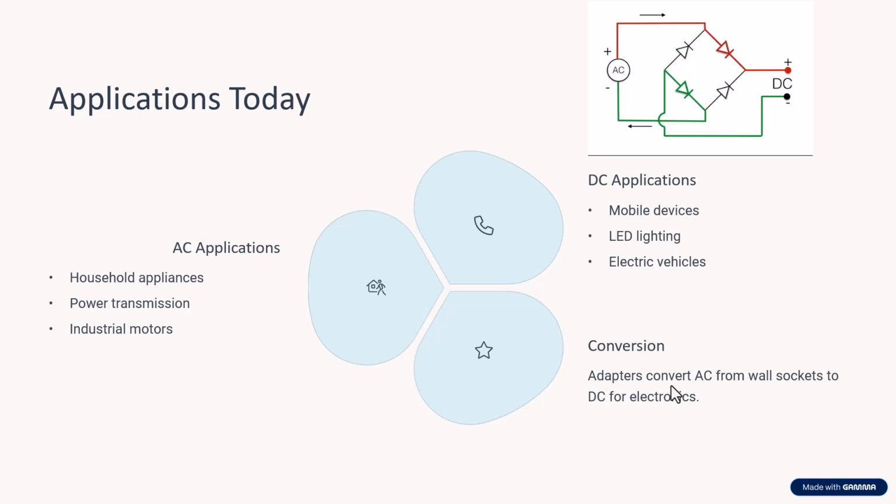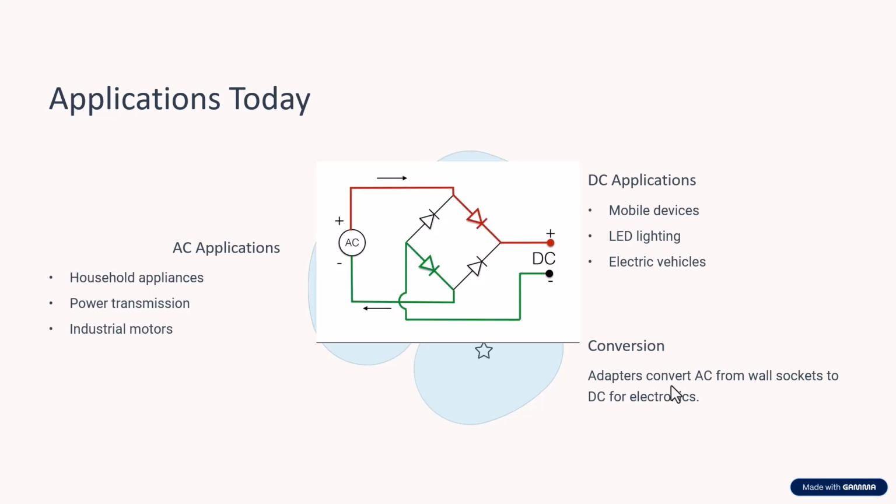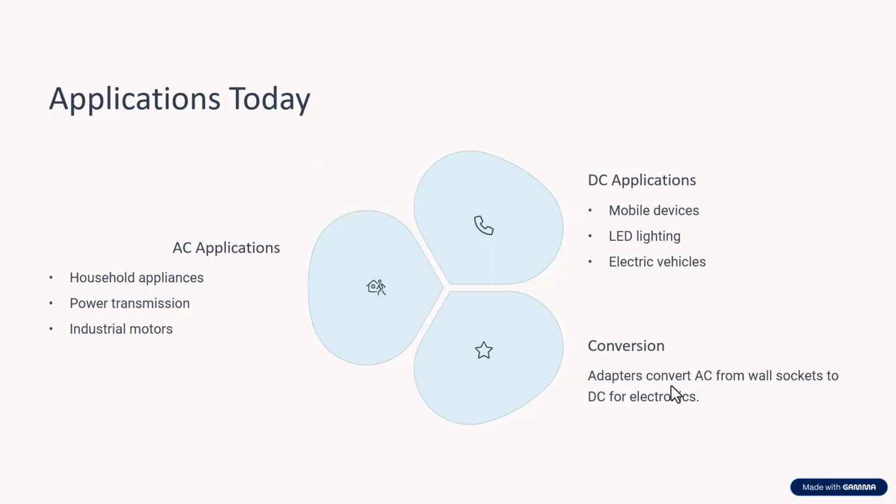Also, if you want to convert DC to AC, you are going to need something called an inverter. An inverter takes the DC current and converts it to an alternating current for use by AC systems. So these two can be used interchangeably, and depending on the application and what you are using your system for, you can decide whether to make use of AC or DC.